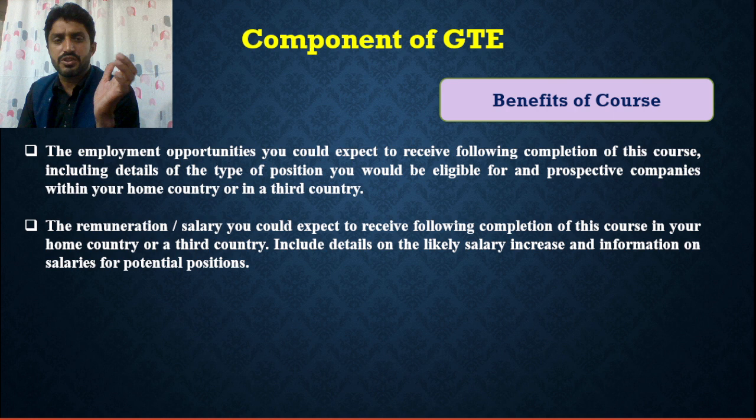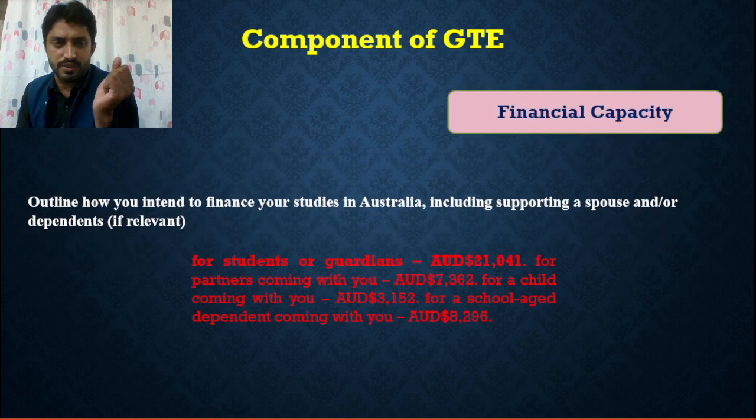The next important component of GTE is financial capacity. If you are a BS student, if you are an MS student, you need to provide your financial capacities in many ways. You need to show the bank statement of 21,041 Australian dollars. The exchange rate may vary from time to time.